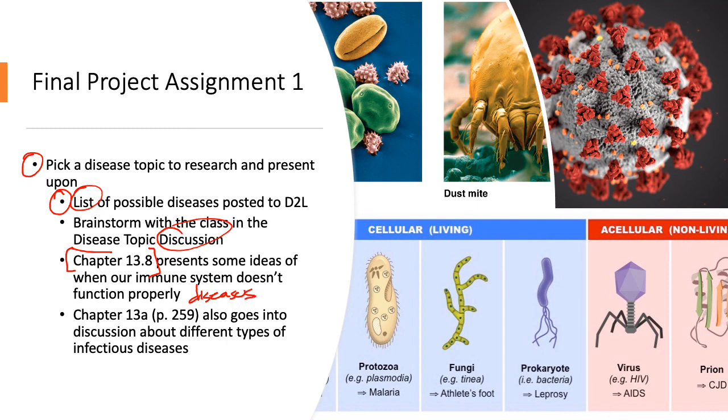And chapter 13.A, which is a supplementary chapter to our immune system chapter, starts on page 259. It also goes into discussion about different types of infectious diseases, so you can use that to help you as well. So use that list, and chapters 13.8 and 13.A, to help you think about and brainstorm ideas.